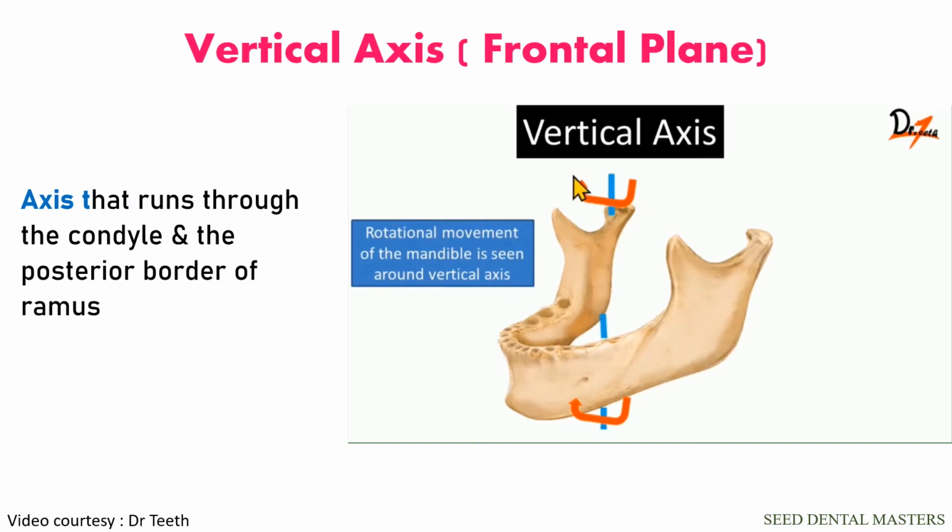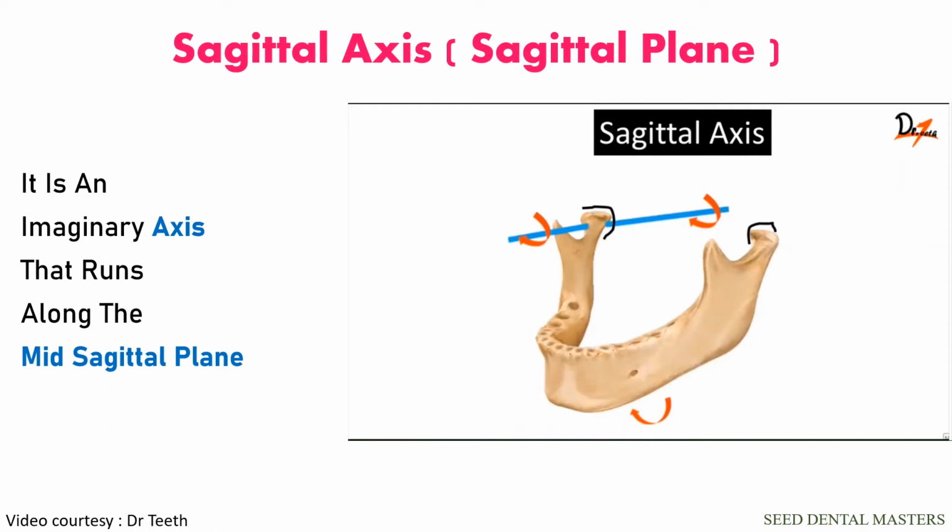So the direction of the rotational movement is in this direction, and rotational movement of the mandible is seen around the vertical axis. In case of sagittal axis, it is an imaginary axis that runs along the mid-sagittal plane. The mandible around this axis shows little rotational movement.